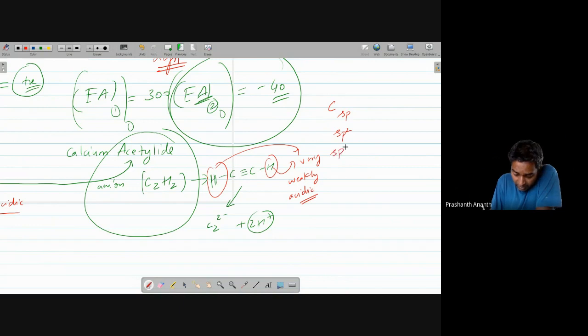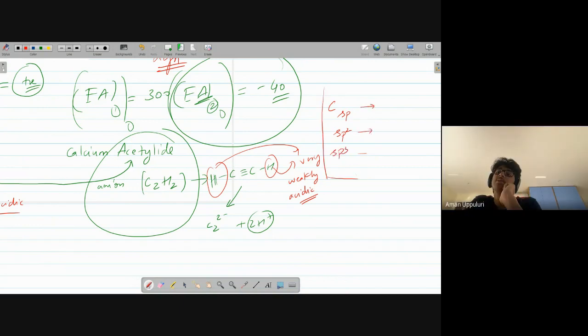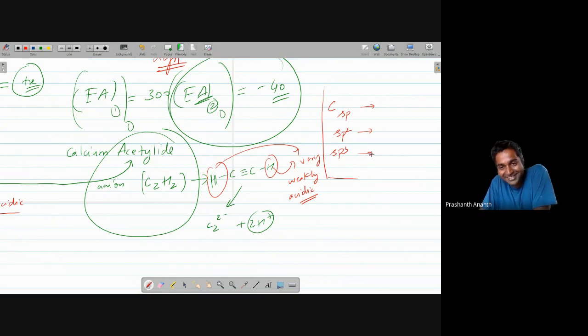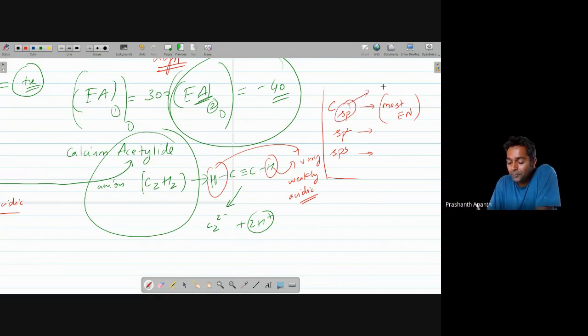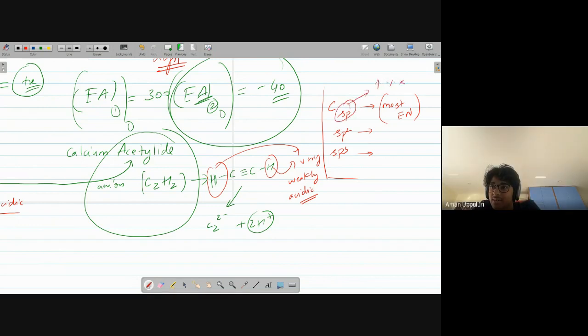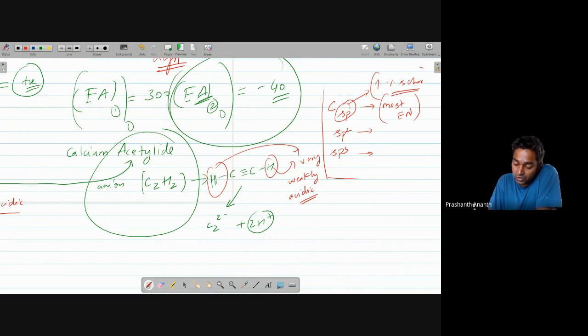We discussed this a while back. Which one is more electronegative? SP has the most electronegativity. Why? Because of more S character. Yes, and we had discussed also why S character matters earlier. I hope you remember that part.